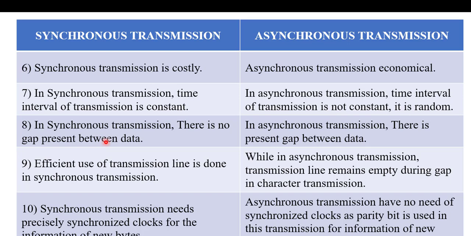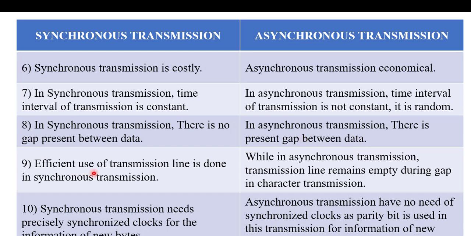In synchronous transmission, there is no gap between the data. Data is transmitted in the form of large blocks or frames, so it is a fast communication system. In asynchronous transmission, there is a gap between the data. It means in asynchronous transmission, there is a gap between every byte of data. This gap is used for synchronization between the sender and the receiver. Along with this gap, a parity bit is used for synchronization between the sender and the receiver.